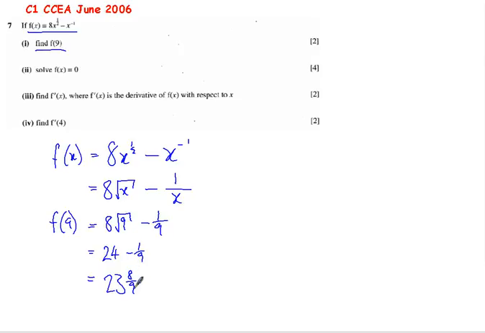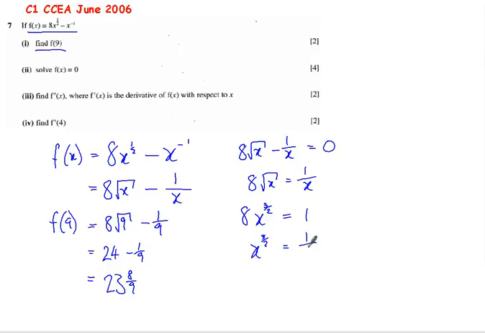So we've done the first bit. The second bit says take this value of f of x and put it equal to 0 and solve it. So I'm going to write 8 root x minus 1 over x equals 0. Well, let's take this term across. 8 root x equals 1 over x. And the square root of x is x to the power of a half, and when I multiply that by x, I get x to the power of 3 over 2 equals 1, or x to the power of 3 over 2 equals 1/8.